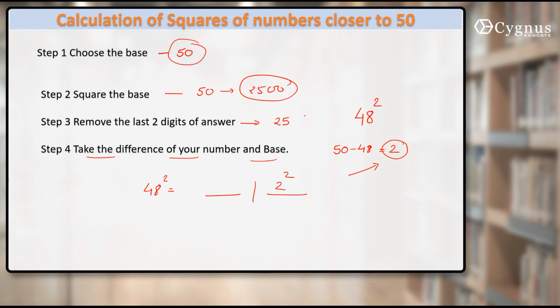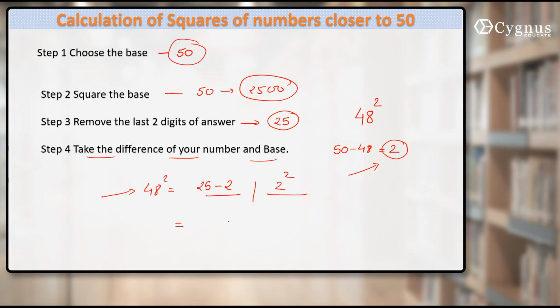Now, what about the first part? I'll be using this answer in the first part. I'll write 25 here. Then either I'll add something or subtract something depending on the given number. Tell me, is your number more than base or less than base? This 48 is more than base or less than base? I can see that it's less than base. It's 2 less than base. That's why I'll subtract it. If the number is more than base, in that case, you'll have to add it. Now, this 48 is how much less than base? 2. So I'll subtract 2 here.